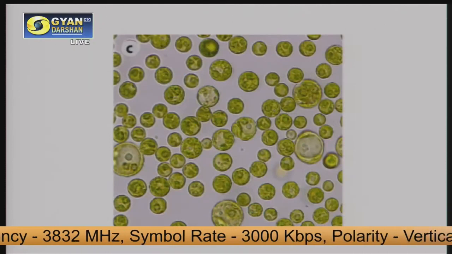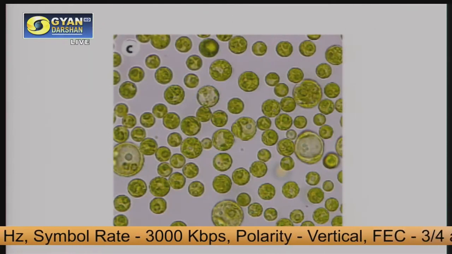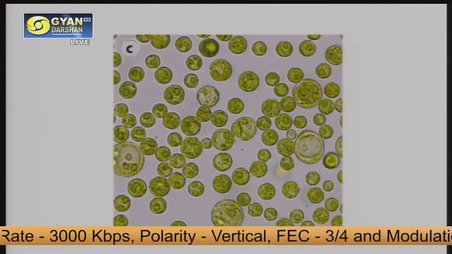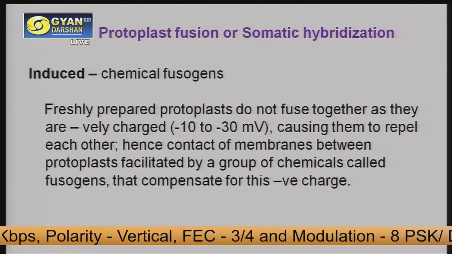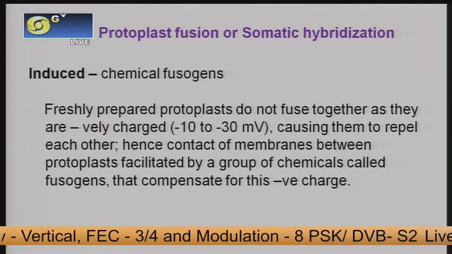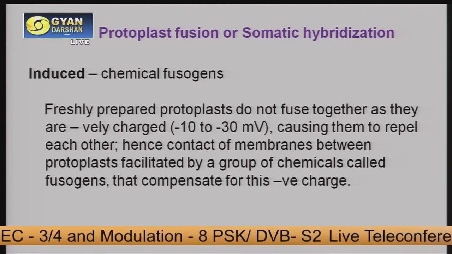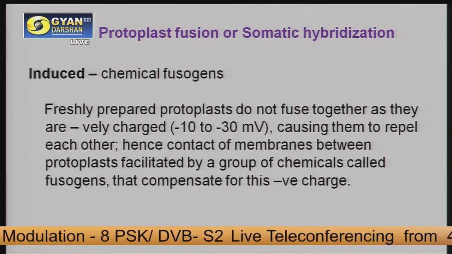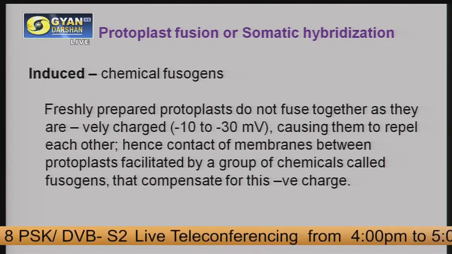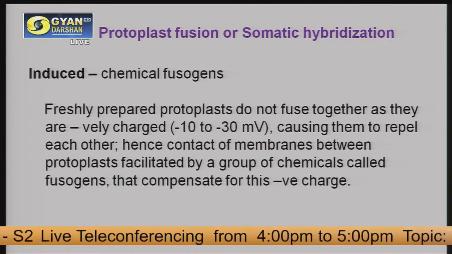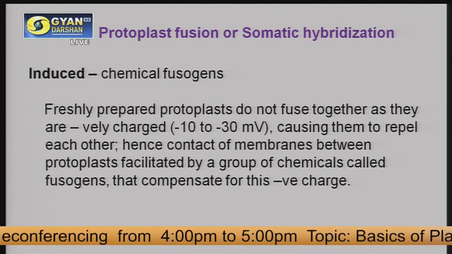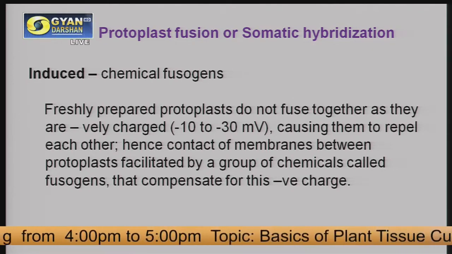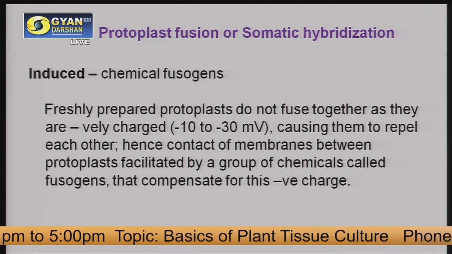So this is actually the figure for protoplast, that is isolated protoplast. Now you can actually fuse the protoplasts using certain chemical agents which are known as the fusogens. Now one such very important chemical agent is known as polyethylene glycol. Now why do you fuse protoplasts? To overcome the incompatibility barrier.